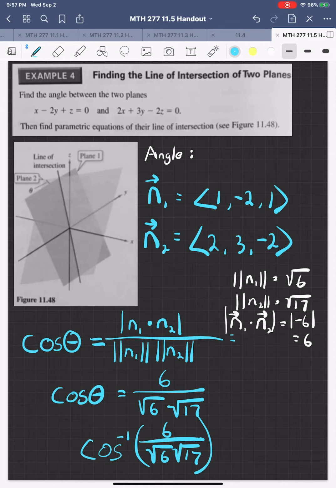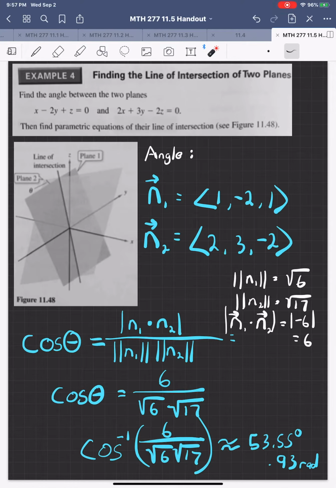And that's roughly, in degrees, I think that's 53.55 degrees, or 0.93 radians. All right. So I went through that quickly. If you ever catch any silly mistakes, feel free to shoot me an email.